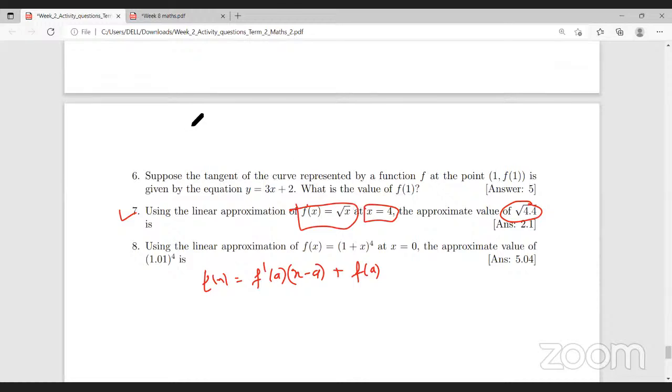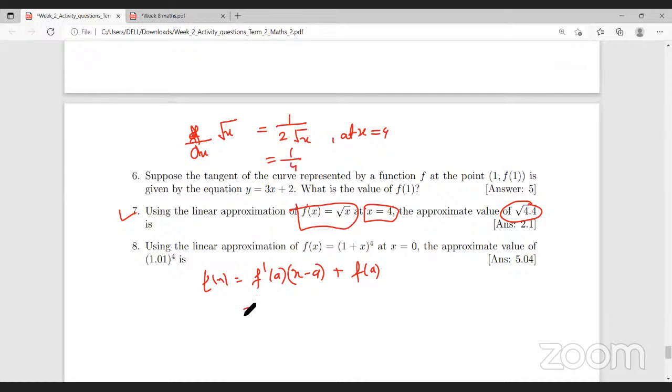So just differentiate this function. What is the differentiation of root x? d/dx of root x is 1 by 2 root x. Now if I put x equals to 4 here, at x equals to 4, because we have to put a, right? So it will be 1 by 4.